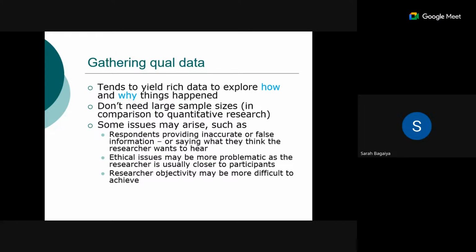Then ethical issues: the researcher is usually closer to the participants. Researcher objectivity may be more difficult to achieve.